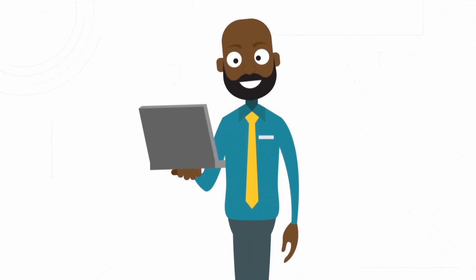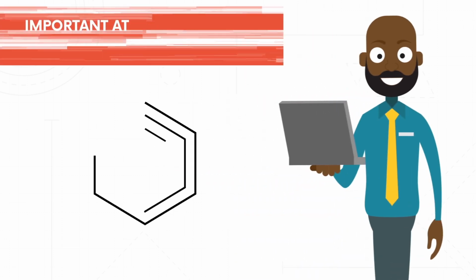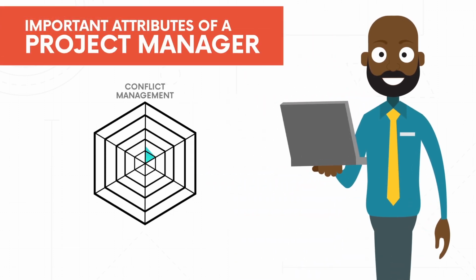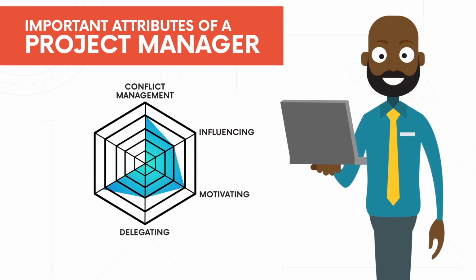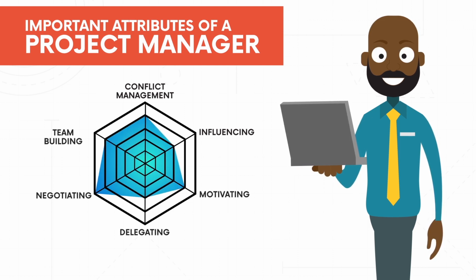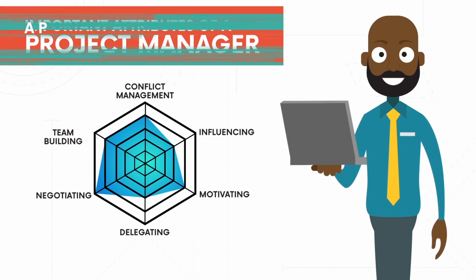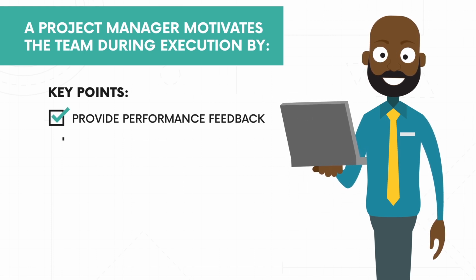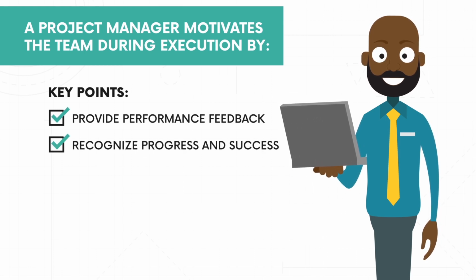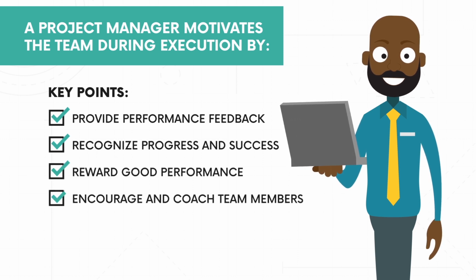To achieve the optimum project environment, the project manager needs important skills. These include conflict management, influencing, motivating, delegating, negotiating, team building. To keep the team motivated during execution, the project manager should also provide performance feedback, recognize progress and success, reward good performance, encourage and coach people to help them improve.